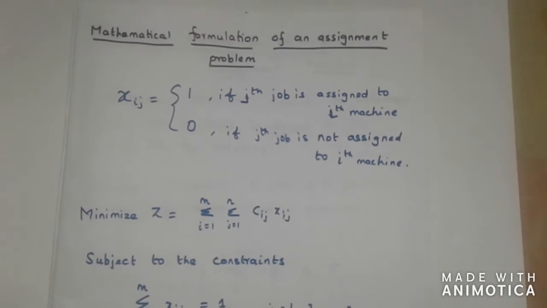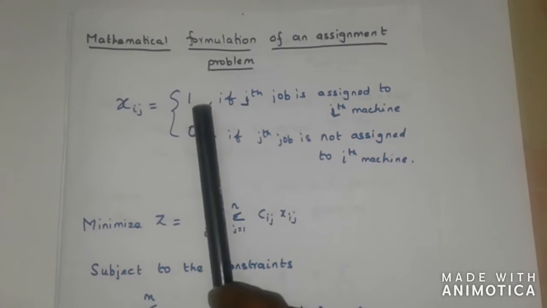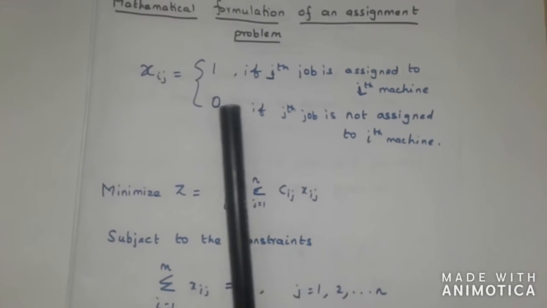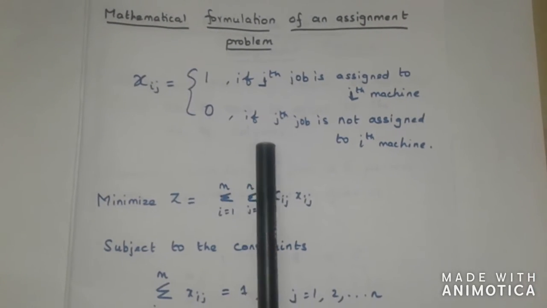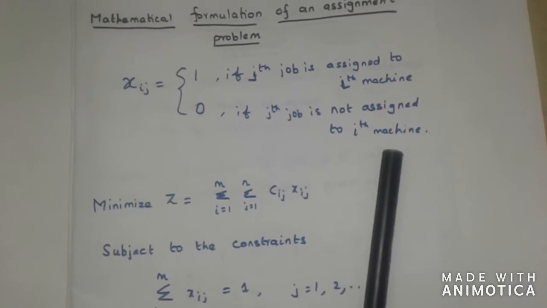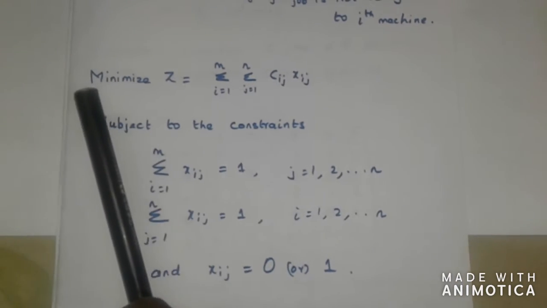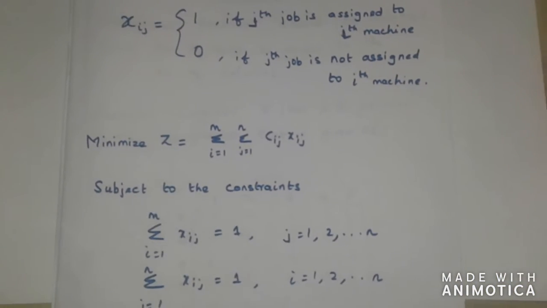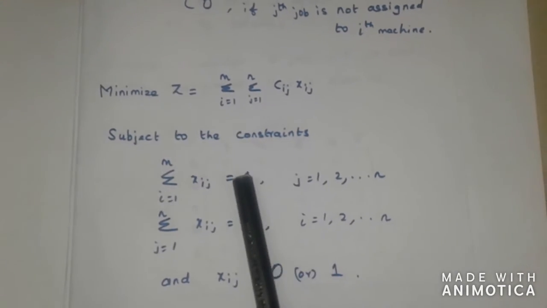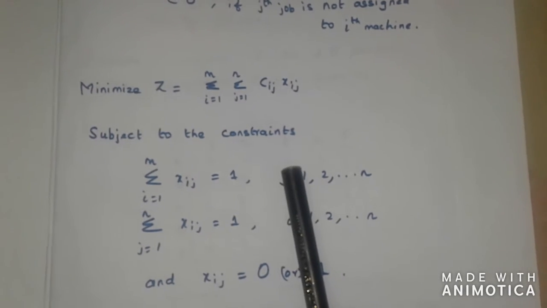Mathematical formulation of an assignment problem. It can be stated as Xij equal to 1 if the jth job is assigned to the ith machine, and Xij equal to 0 if the jth job is not assigned to the ith machine. And this assignment problem can be represented as an LPP. Here the objective function is minimize z equal to summation of i equal to 1 to m, summation of j equal to 1 to n, Cij Xij, subject to the constraints.